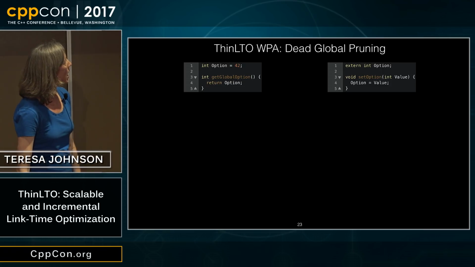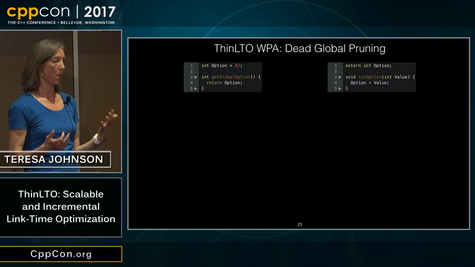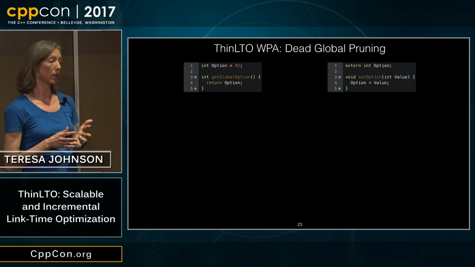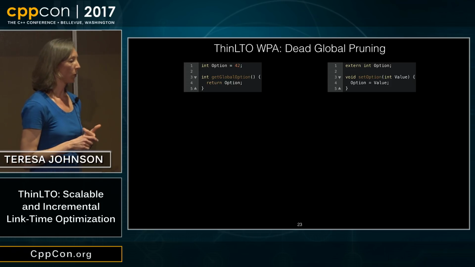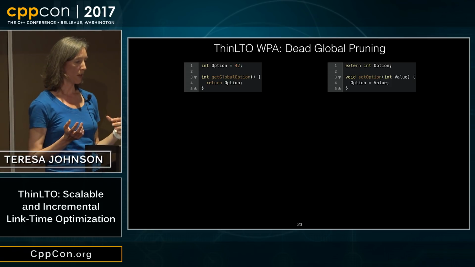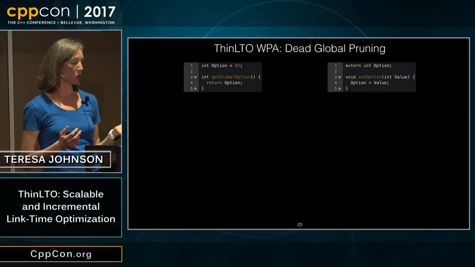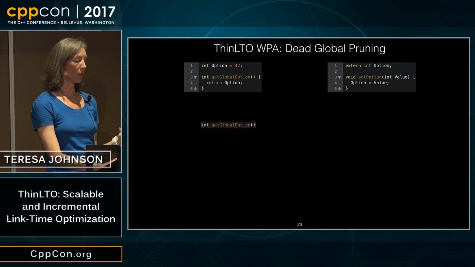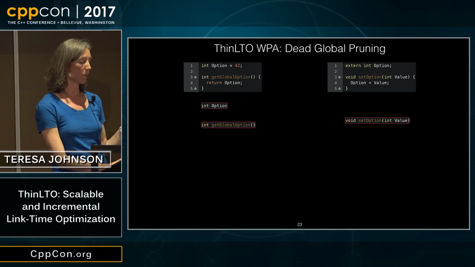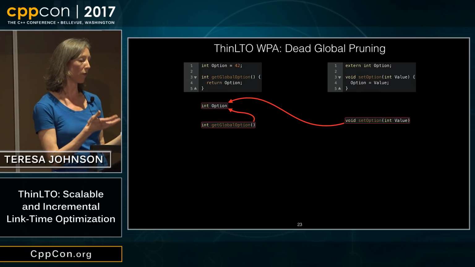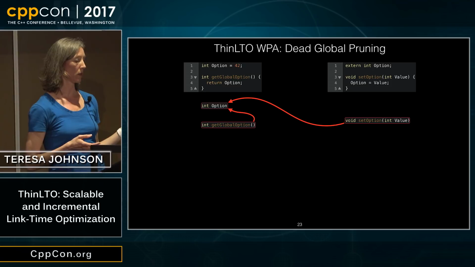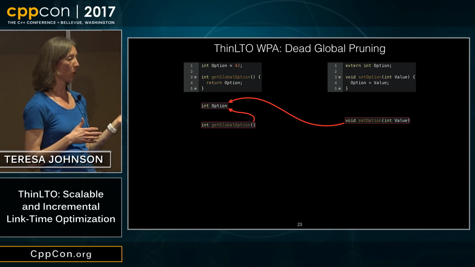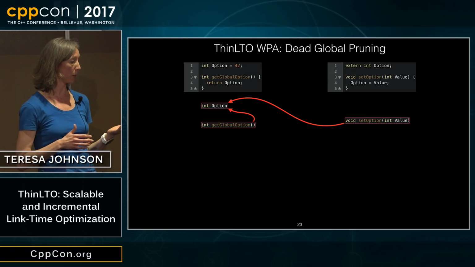Another example of a whole program optimization we do in ThinLTO is dead global pruning. So if we have these two source file snippets, we have a global variable option, and then a getter and a setter. At the thin link time, we would have summaries for each of these, and we would have a reference graph that looks kind of like this. So we have reference edges from both the getter and the setter to the global variable.